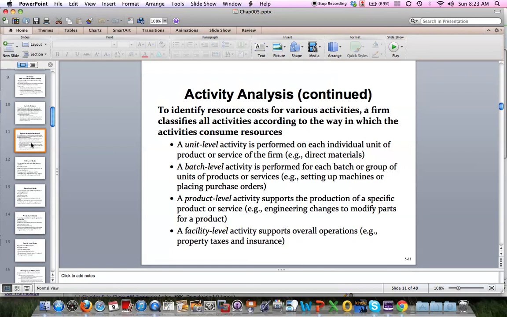Product level supports the production of a specific product or service. Okay, so engineering changes to modify parts of a product. Facility level supports the entire operation. So think about facility level as what it takes to maintain a factory or a shop that we're manufacturing things in. Insurance, property tax, maybe some utilities, so just general overhead things that are required no matter what.